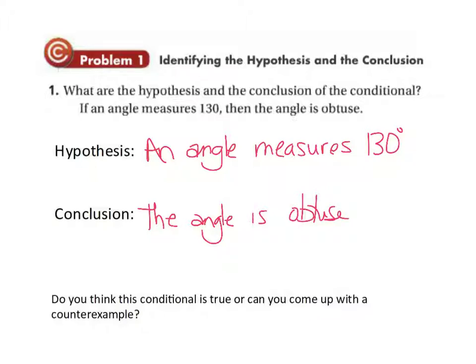It says, do you think this conditional is true, or can you come up with a counterexample? Okay, so do you think if an angle measures 130 degrees, so envision you've got this angle, it's 130. They're saying that the angle is obtuse. Is there any way that you could find a counterexample? In other words, find a 130 degree angle somewhere that does not end up being obtuse. I don't think I can do it. I think this one's true. I cannot come up with a counterexample on that one. So I think their conditional there was true.